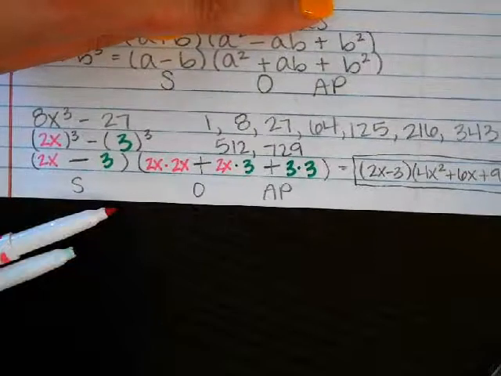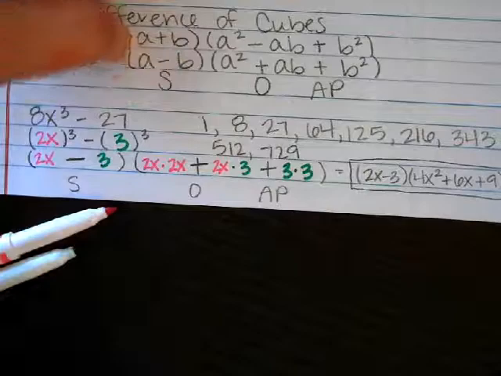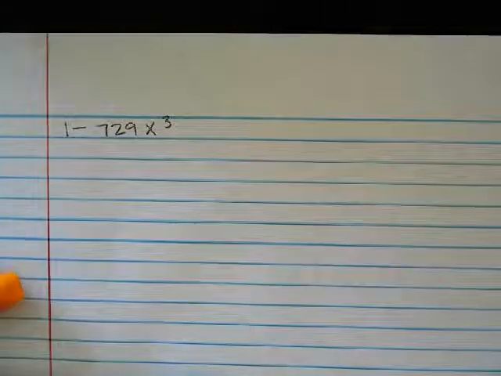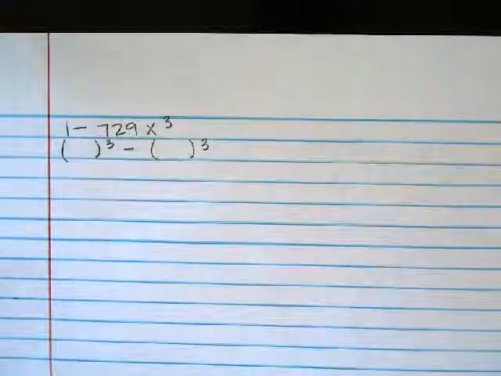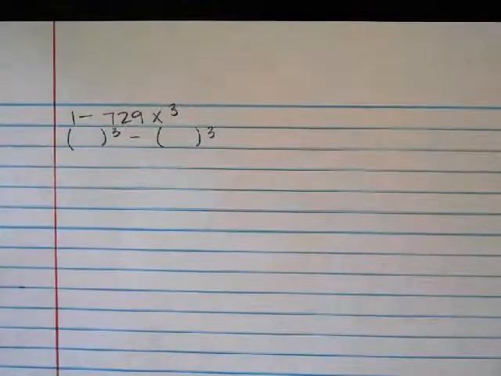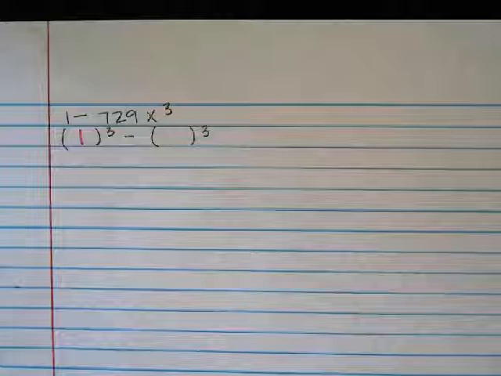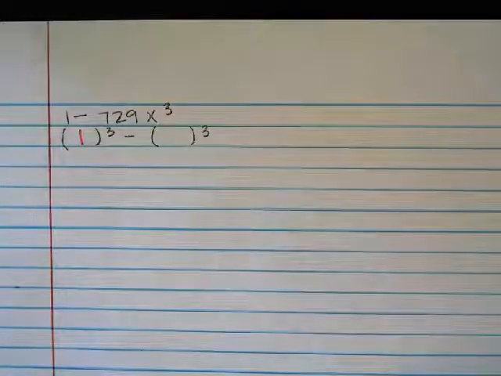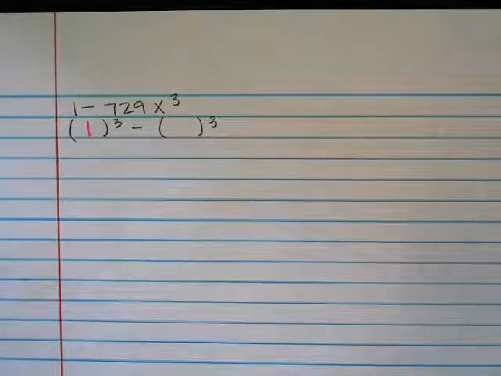Well, in that case, let's do another one. All right. We got 1 minus 729 x to the third. So I'm going to start it off the same way, something cubed minus something cubed. Okay, 1 is what cubed? 1, okay. 729 is what cubed? 9 to the third? Yep, it's 9 to the third. Okay, so this one is 9x.